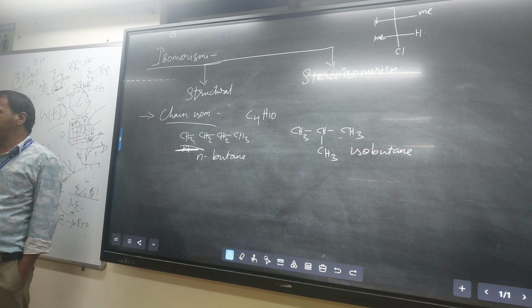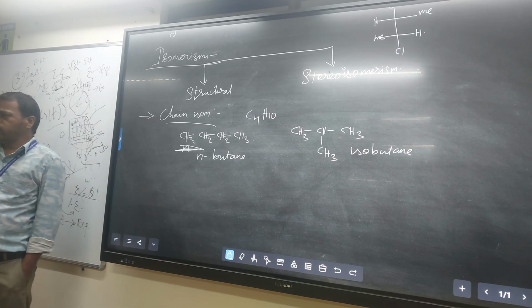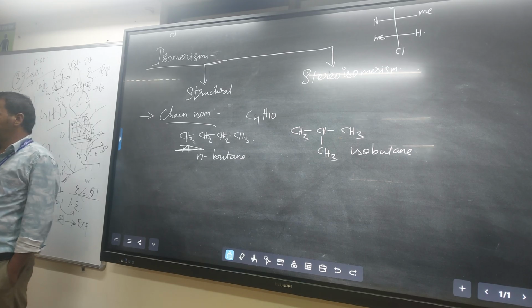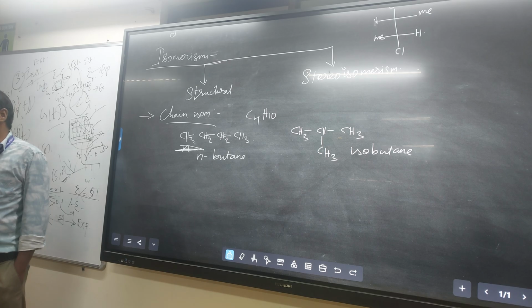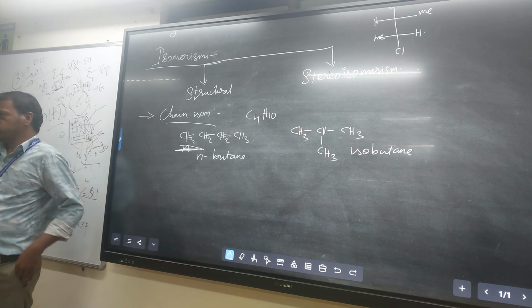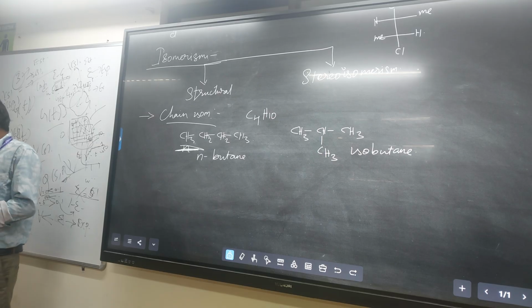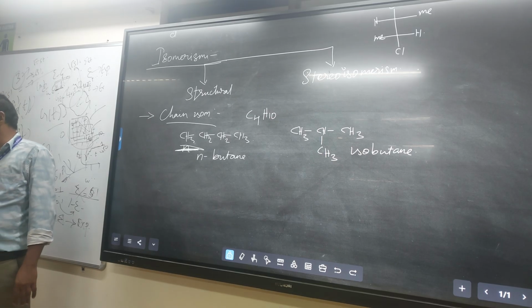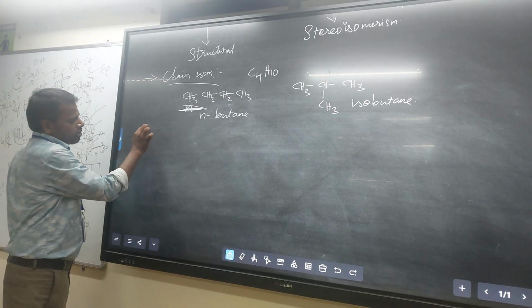What is the definition of chain isomerism? The molecules exhibiting the isomerism vary in chain length. When the molecules differ in chain length, those molecules give chain isomerism. And next is position isomerism. What is position isomerism? That is also very simple.